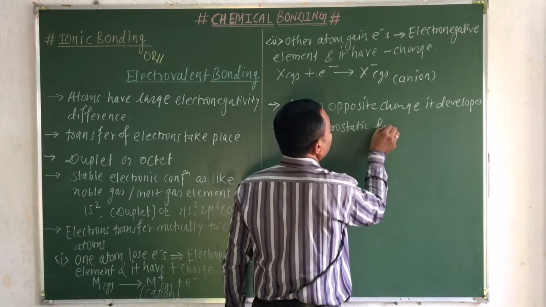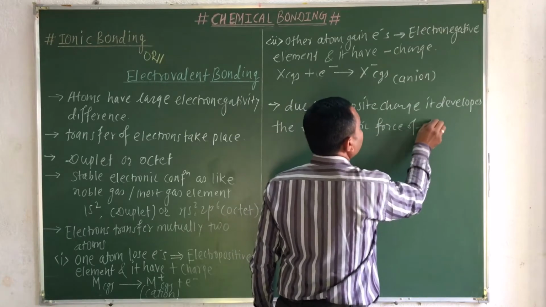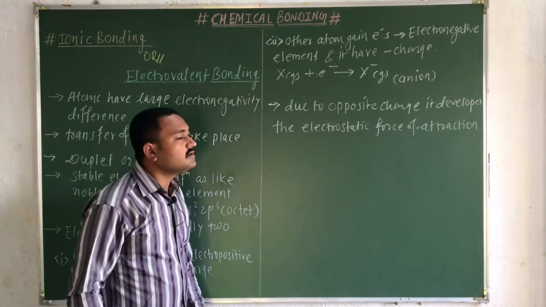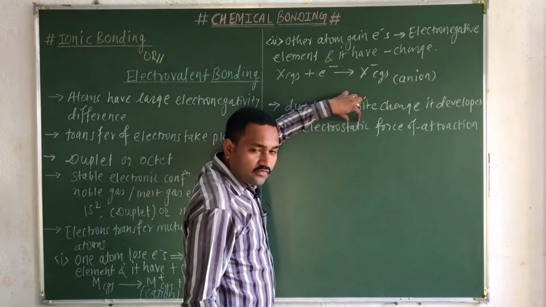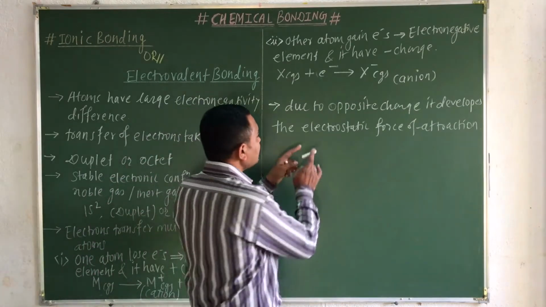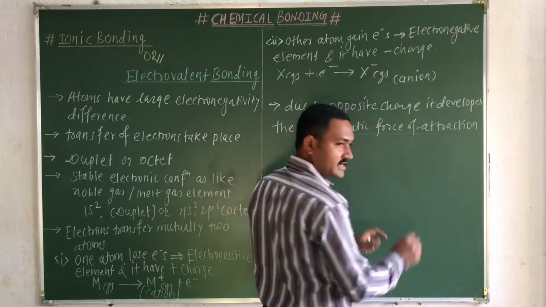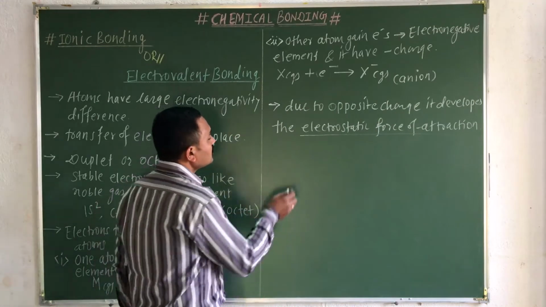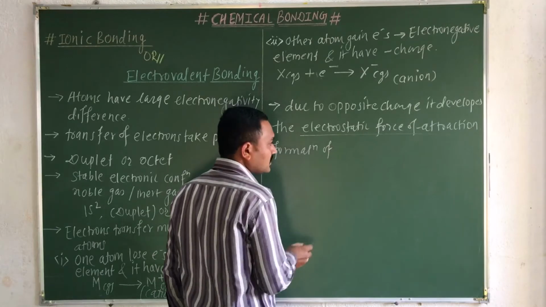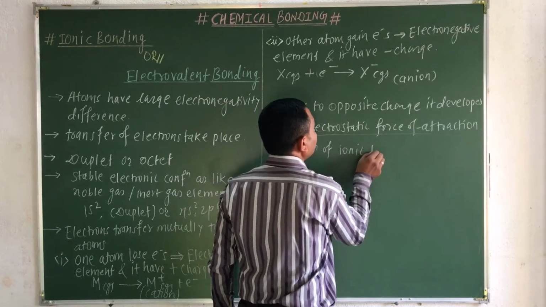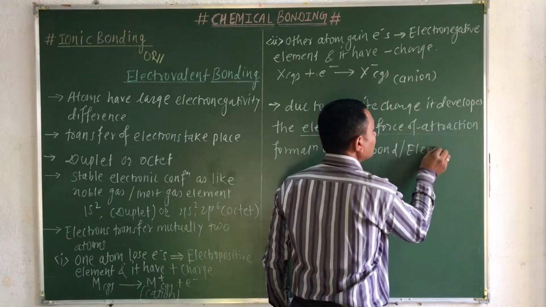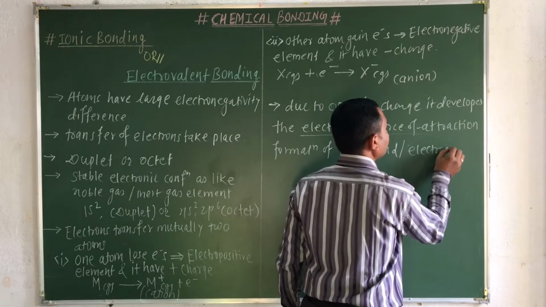Electrostatic force of attraction, that is nothing but the attractive force between the two ions due to their opposite charge. That is your electrostatic force of attraction, and this leads to the formation of your ionic bond, or it is also called an electrovalent bond.